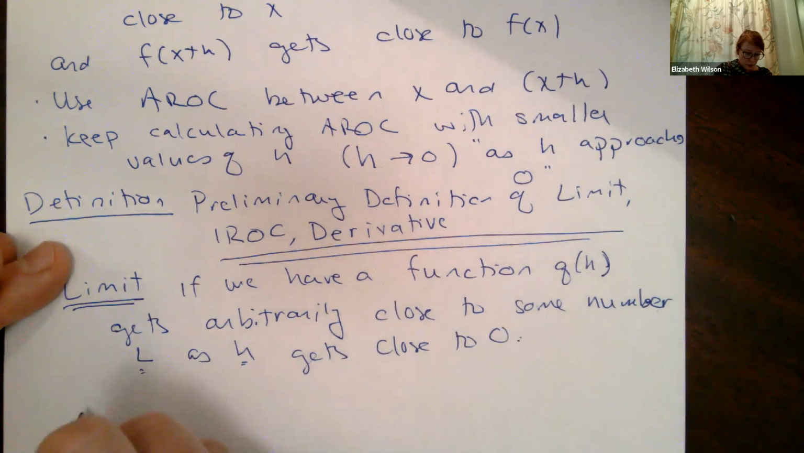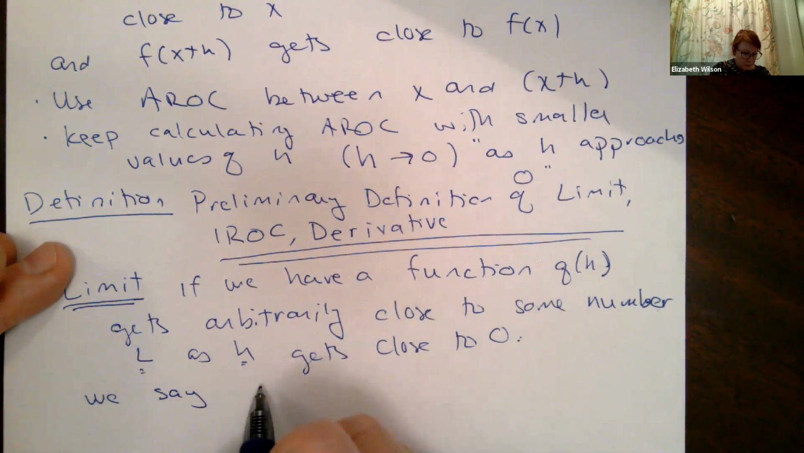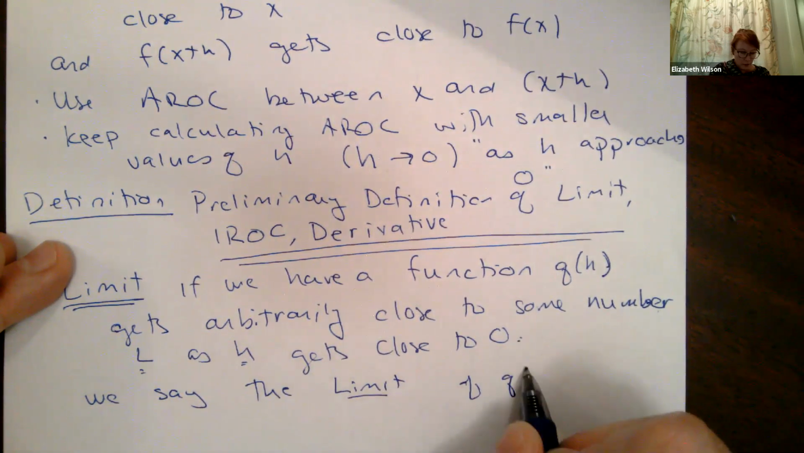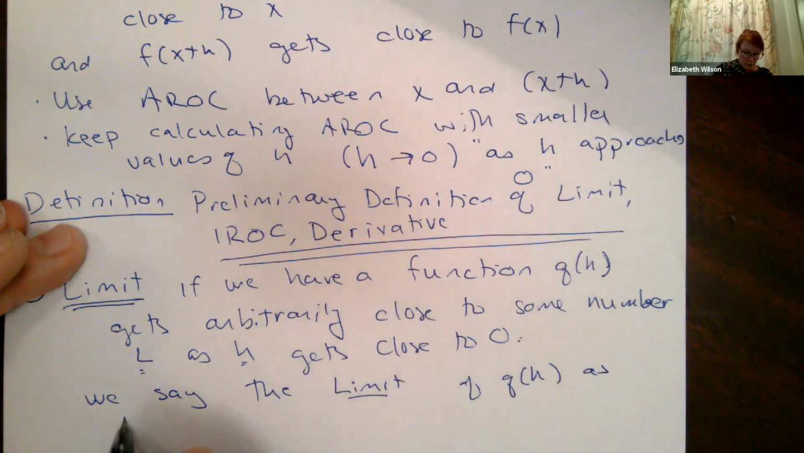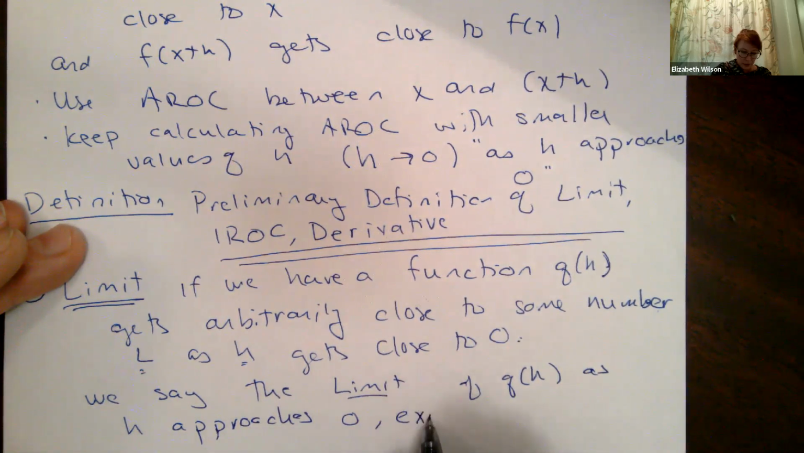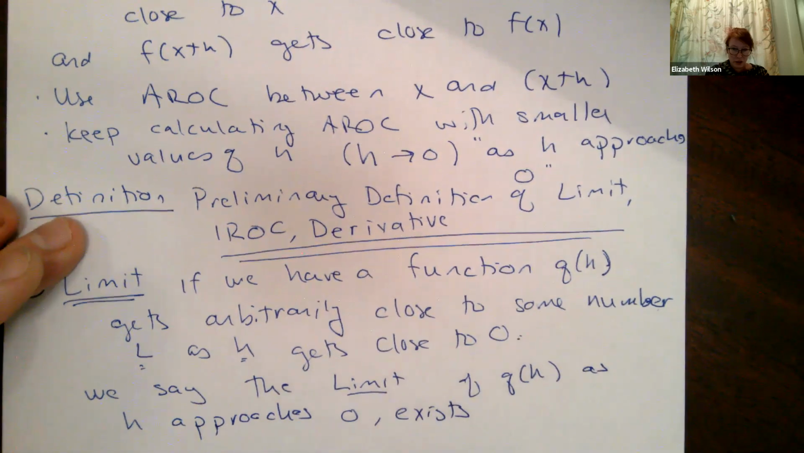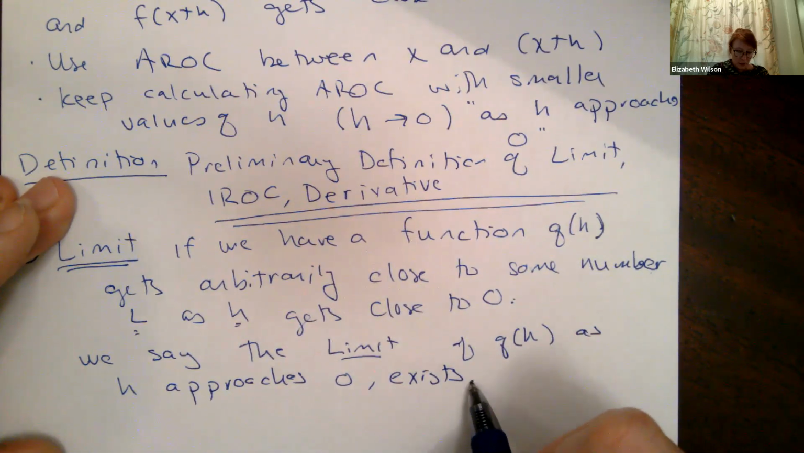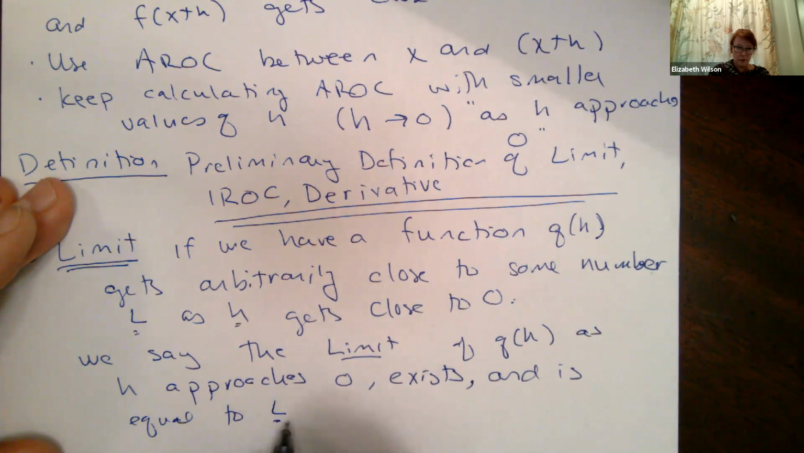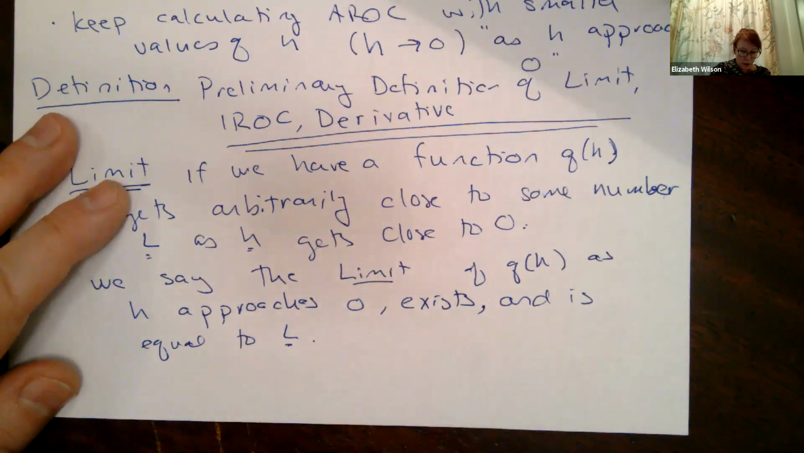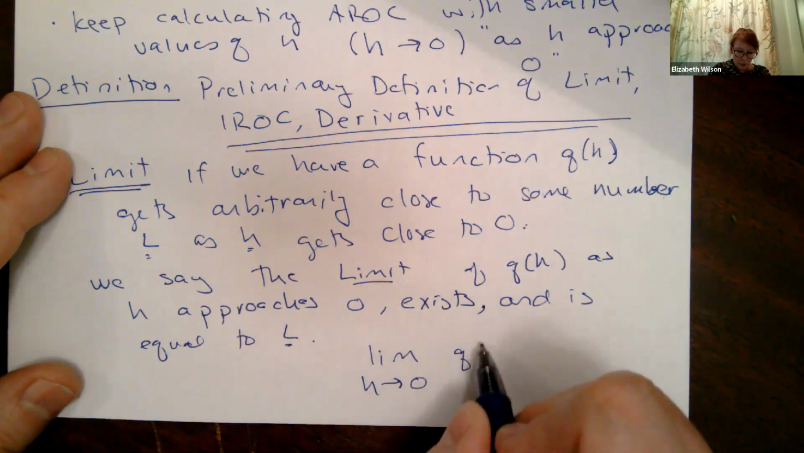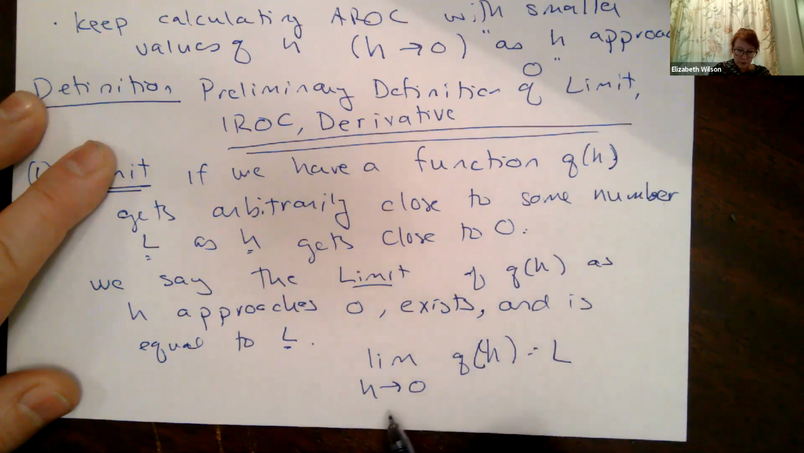So then if this is true, we say the limit of our function q of h as h approaches 0 exists. We're going to talk in detail about how we know if the limit exists or not. We'll talk in detail next week. Exists and is equal to this number L. A lot of words, so we have a mathematical way of writing it. We say the limit as h approaches 0 of our function q of h equals L. That's how we read that.